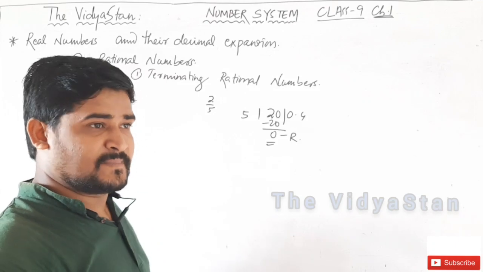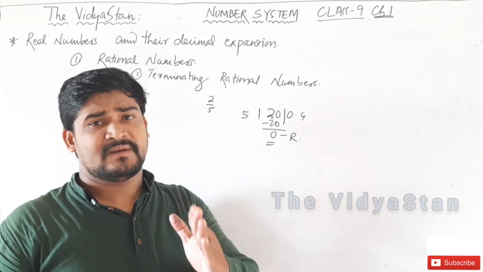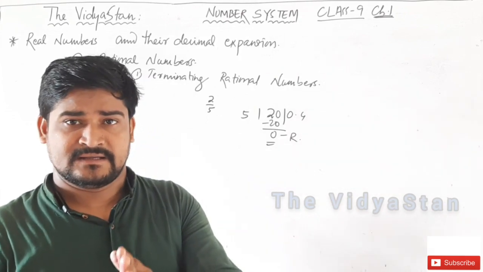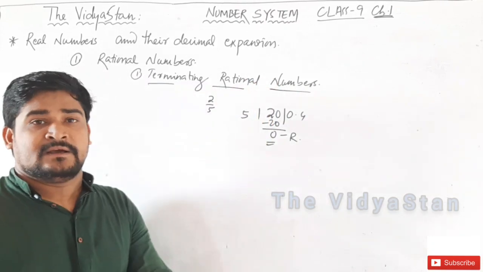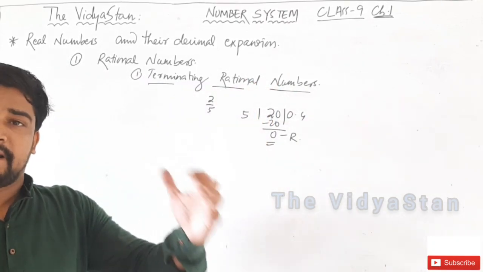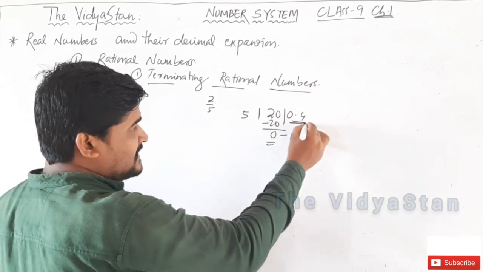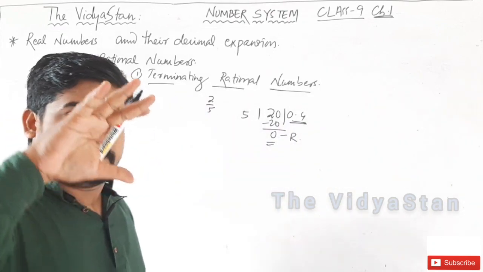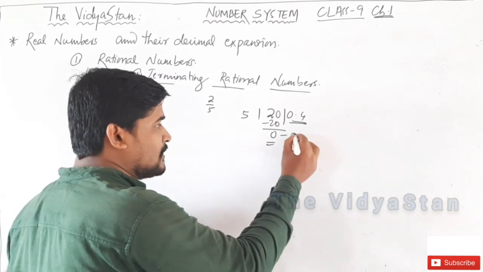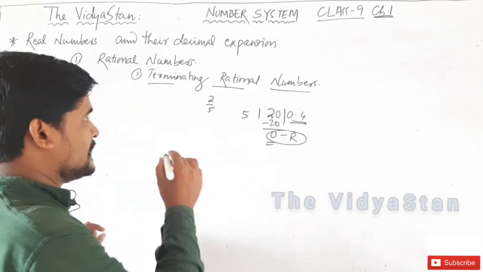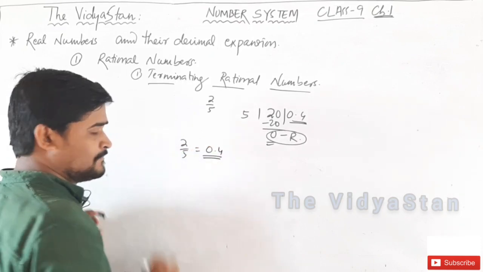So the decimal expansion in which there are definite places of decimal, we will say it is termed a terminating rational number. That is, this decimal expansion has ended at some definite decimal places, that is, its remainder has become 0. So here 2 by 5 is represented as 0.4.